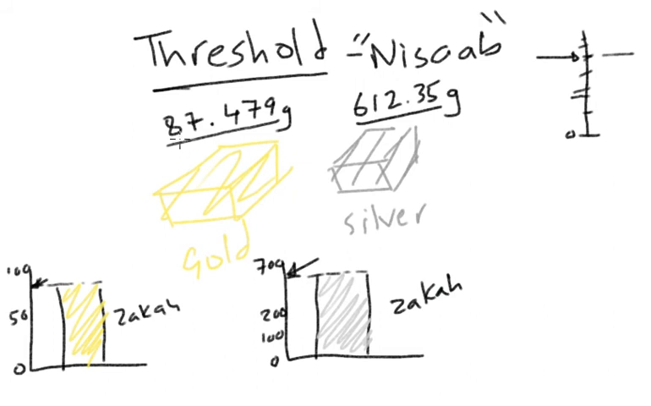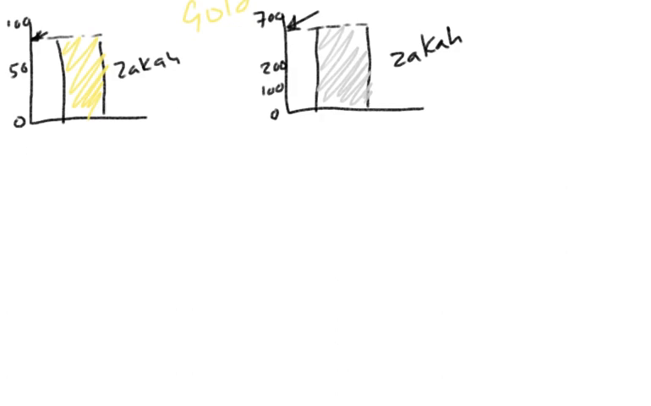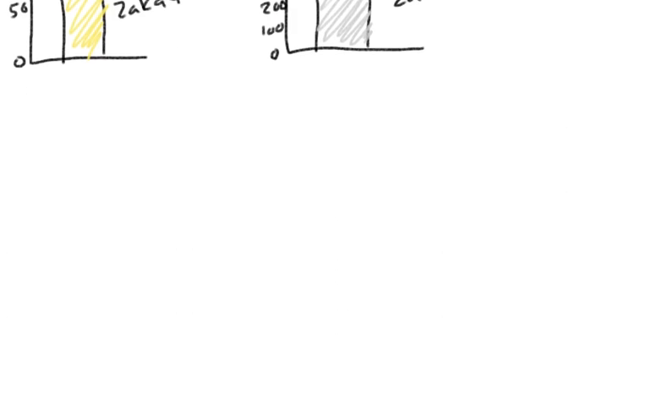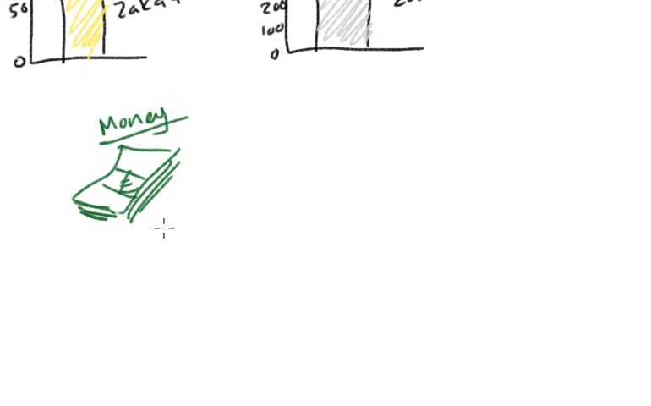Gold 87.479 and silver 612.35. Now this is easy if a person only possesses gold or only possesses silver. Let's say a person has money. How much would a person need to own in money if he was to give zakat?